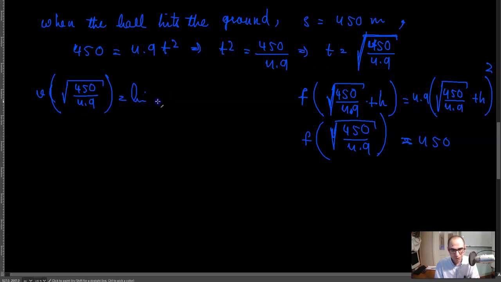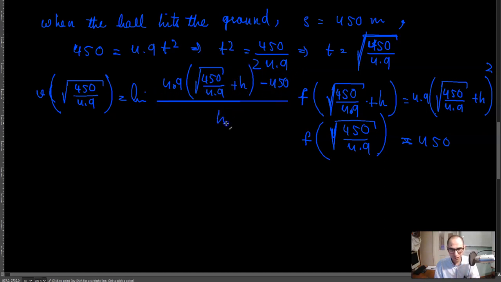would be the limit of f of a plus h, which is 4.9 times the square root of 450 divided by 4.9 plus h, whole squared, minus f of a, which is minus 450, divided by h as h approaches zero, right?